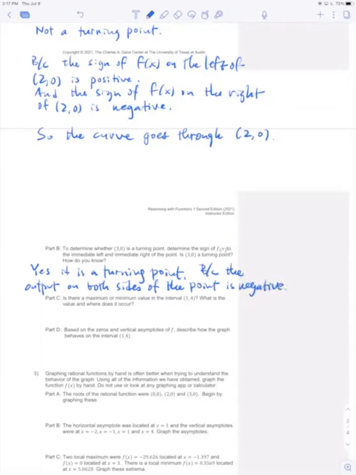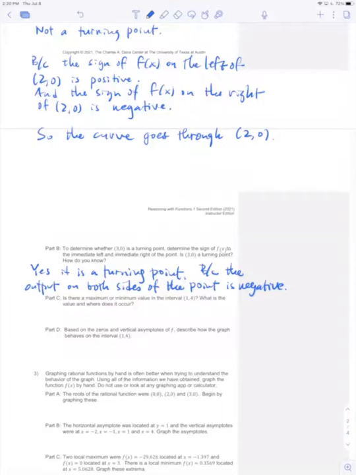Okay, part C. Is there a max or a min value in the interval? What is the value and where does it occur? So for part C, we're being asked, is there a max or a min value in the interval? And part D, I'm going to do both of these parts together.